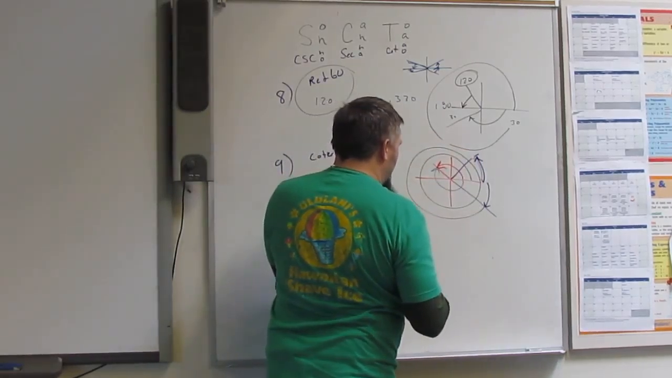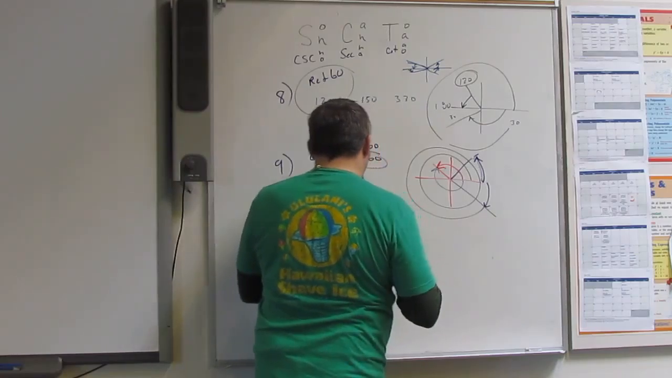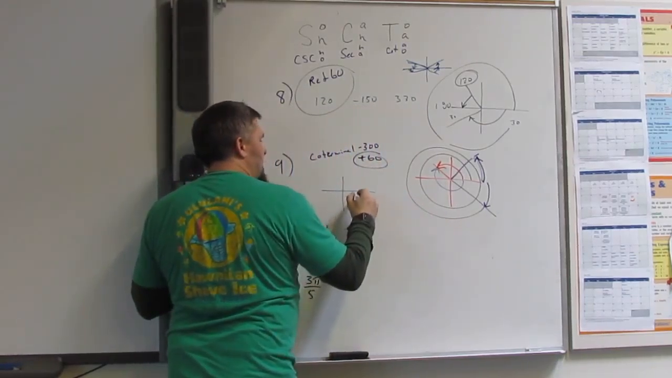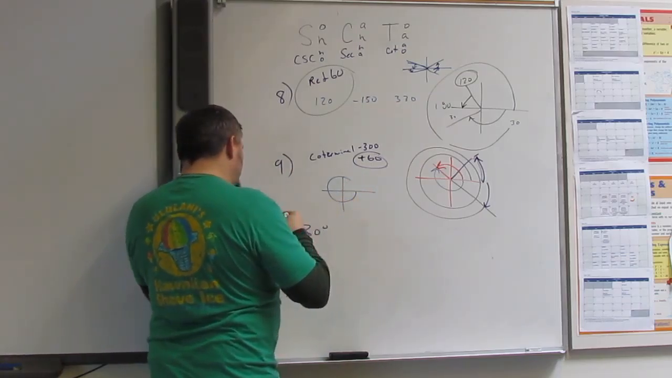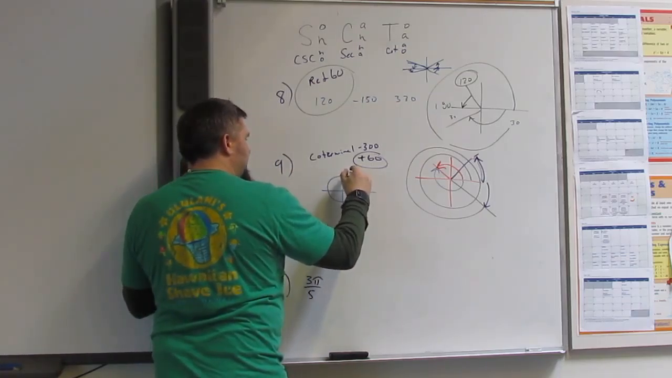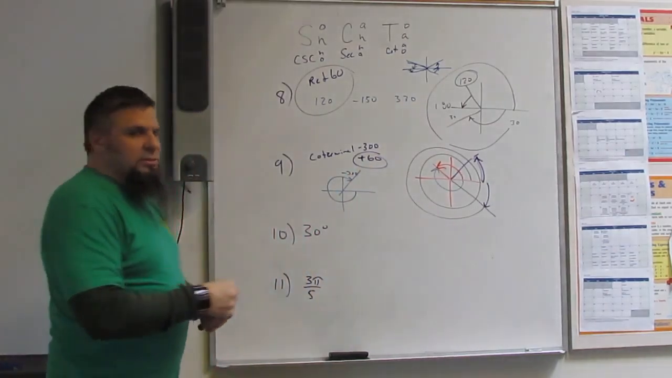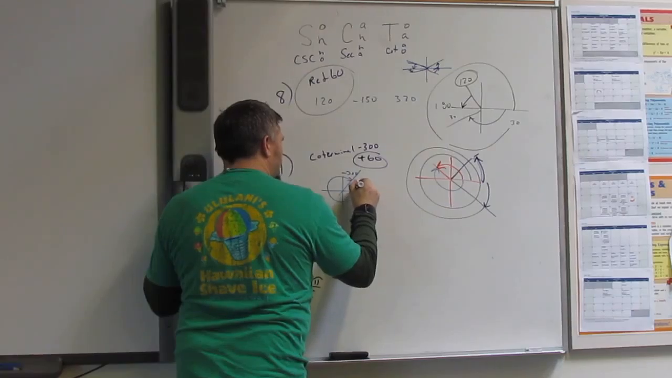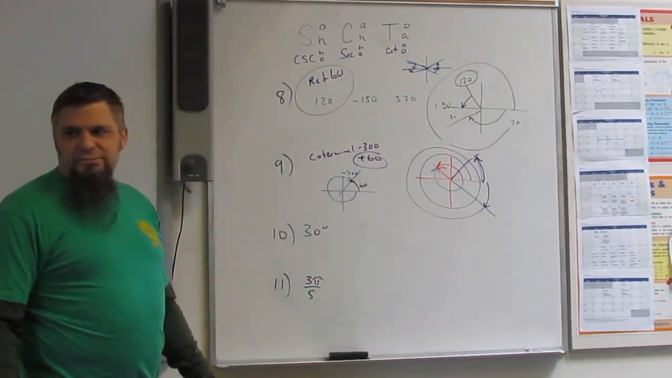Okay? So in this case we're going negatively to this point. Let's do it one more time like this. Blue. I'm going negatively to this point right here, and that is negative 300. To finish my circle off, I need to have 60 degrees.